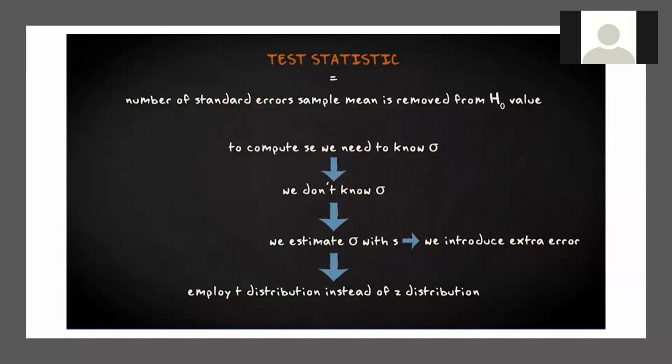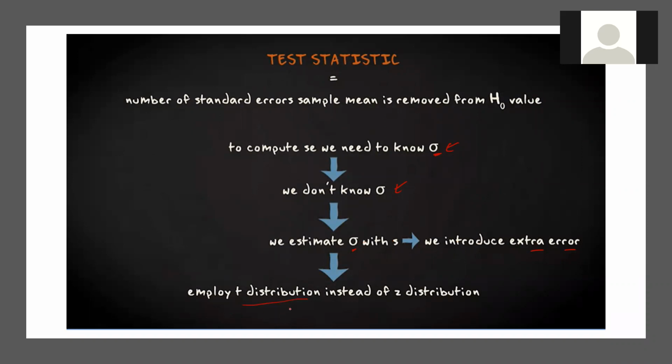So we need to calculate the test statistic here. What does test statistic mean? That is the number of standard errors the sample mean is removed from the null hypothesis. To compute the standard error, we need to know the population standard deviation. We don't know the population standard deviation, so we estimate it. For estimating the population standard deviation, we introduce extra error, and that is called the t distribution.